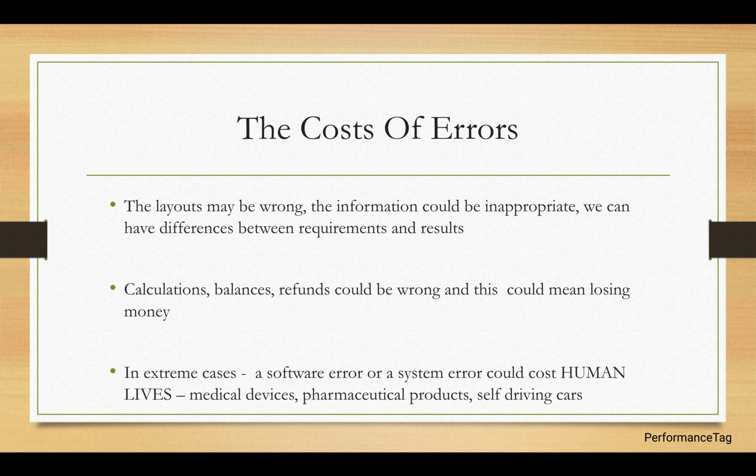The costs of errors. In some cases, because of one single error, the layouts may be wrong. In any front-end application, website, or mobile app, the displayed information could be inappropriate, and also we can have differences between requirements and results. Other type of issue could be the calculation, which sometimes can be wrong. Wrong balance calculation, cash flow reports or refunds can be wrong. This can all mean losing money.